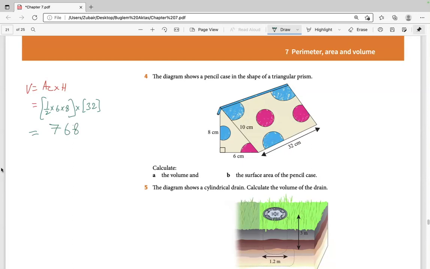Which dimensions did you use? Did you use 1 by 2? Yeah. Area of cross-section times height. Yeah, 768. Maybe I typed it wrong into my calculator. Dimensions are good. And centimeter cube.